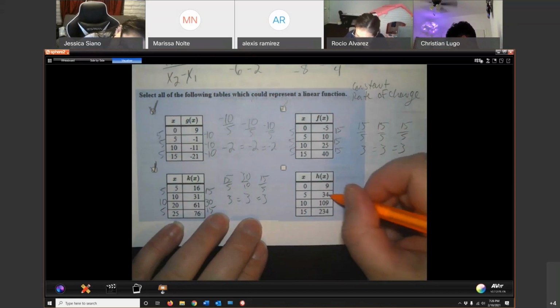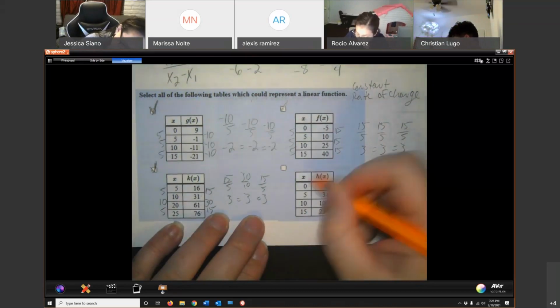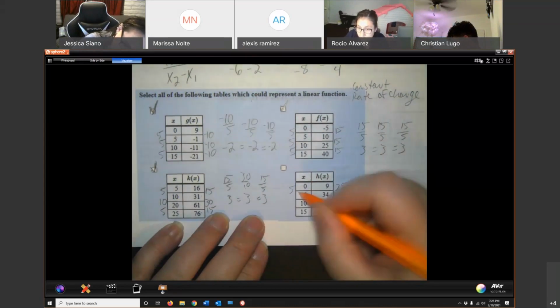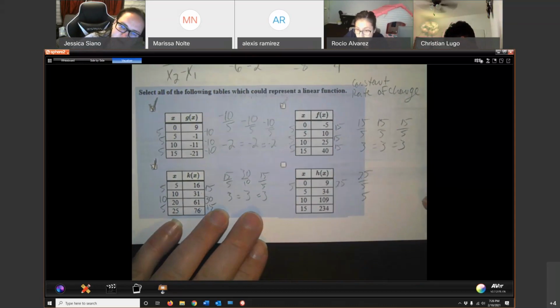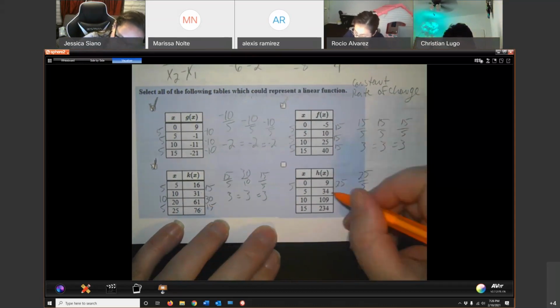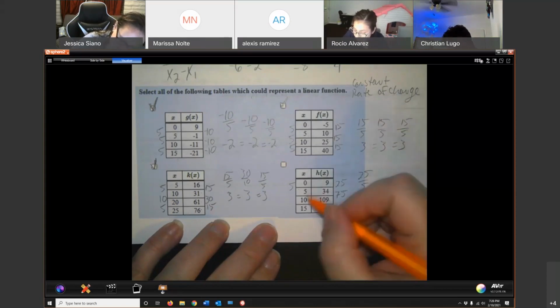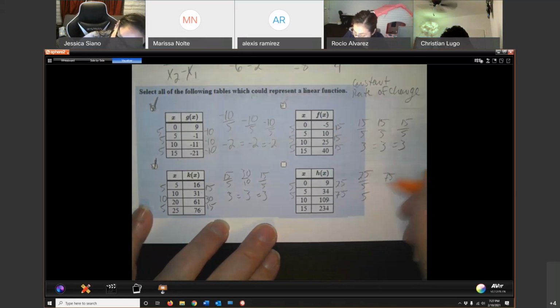From 9 to 34 is 25. From 0 to 5 is 5. 25 over 5 is 5. From 34 to 9 is 75. From 5 to 10 is 5. 75 over 5 is 15.